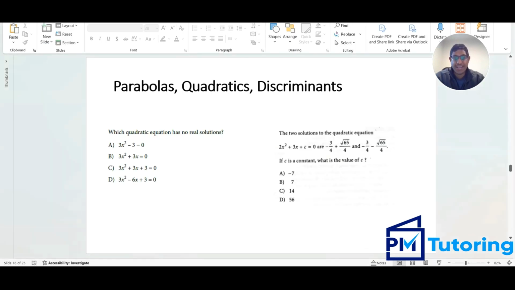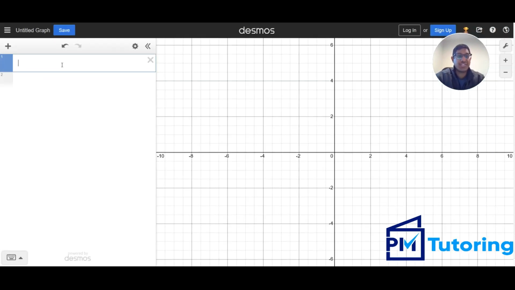So which quadratic equation has no real solutions? Mathematically, you would use your discriminant. The quadratic formula is negative b, or opposite of b, plus or minus the root of b squared minus 4ac, over 2a. It's that b squared minus 4ac term that's our discriminant. And if it has no real solution, our discriminant should be negative. Or we could just graph these all and see which ones do not cross the x-axis.